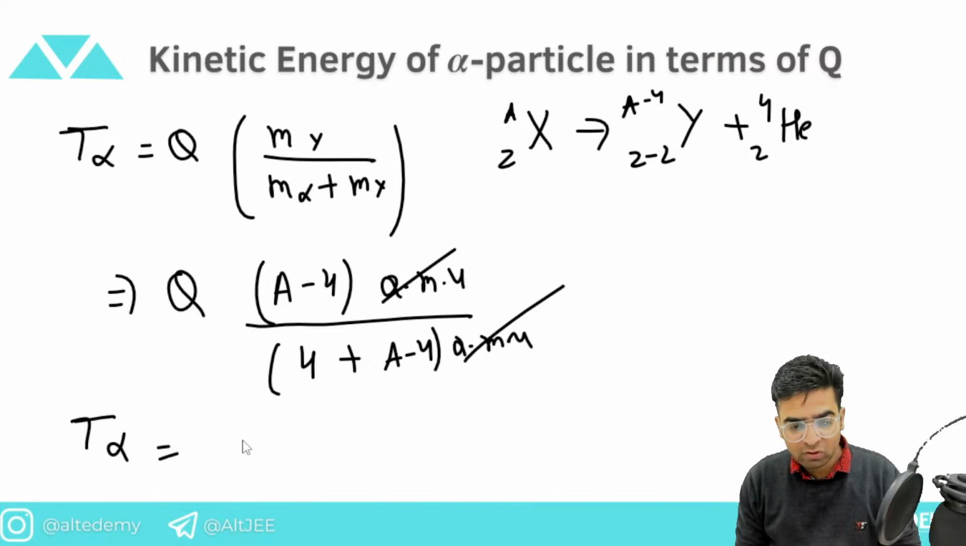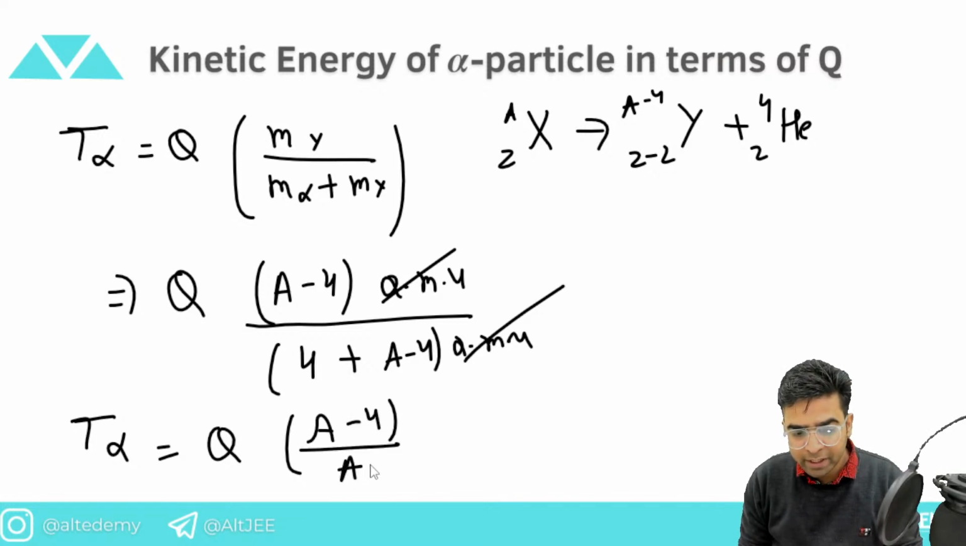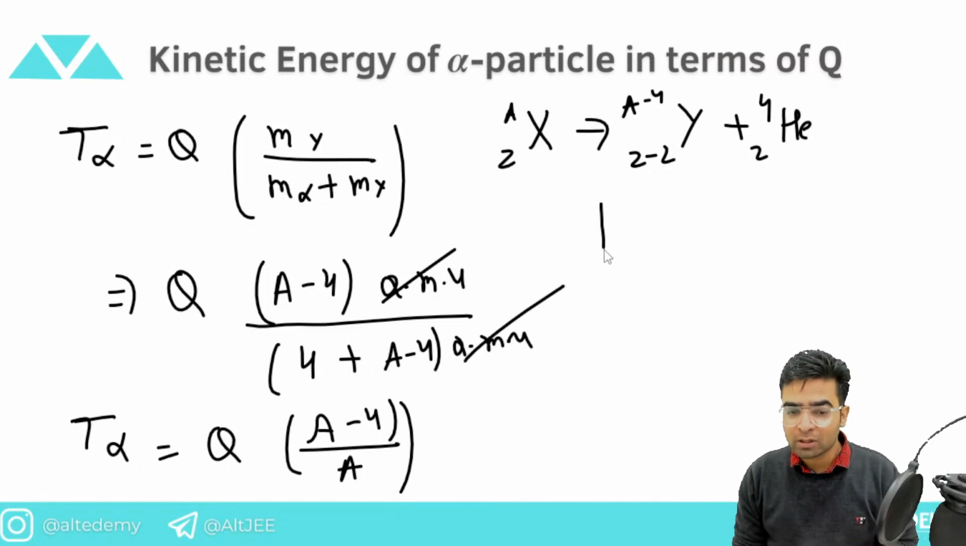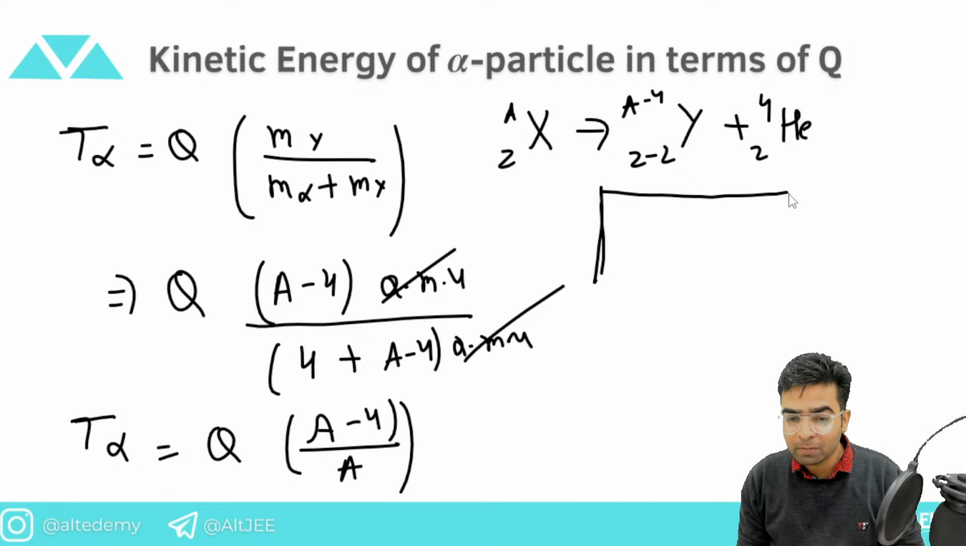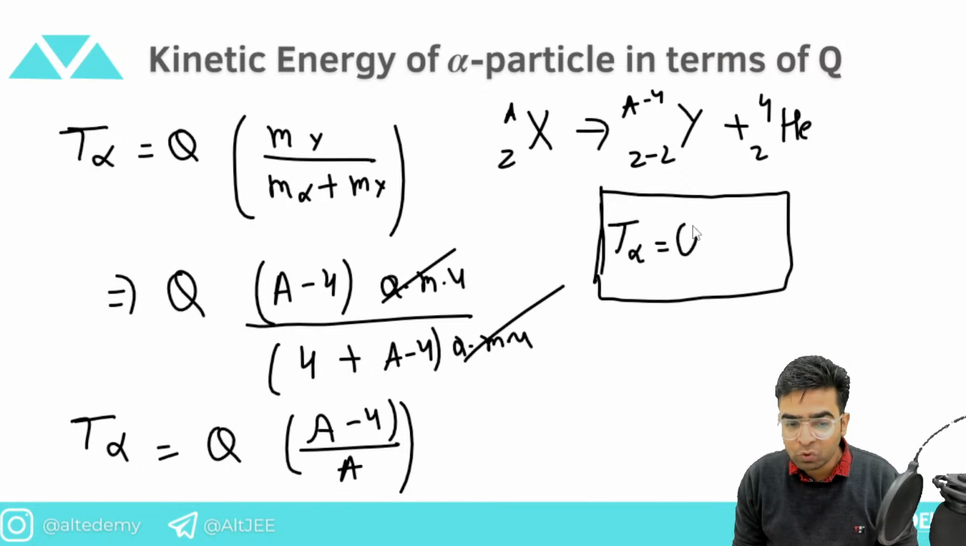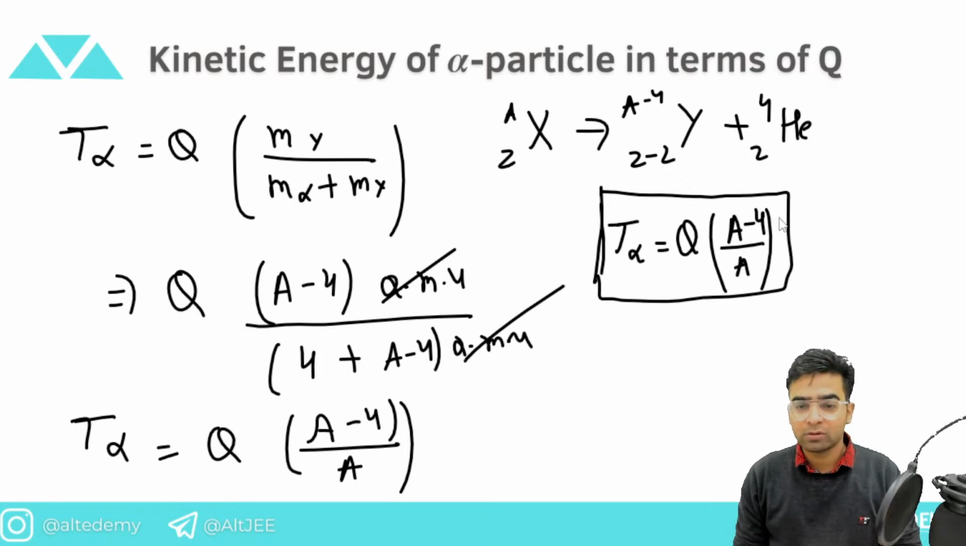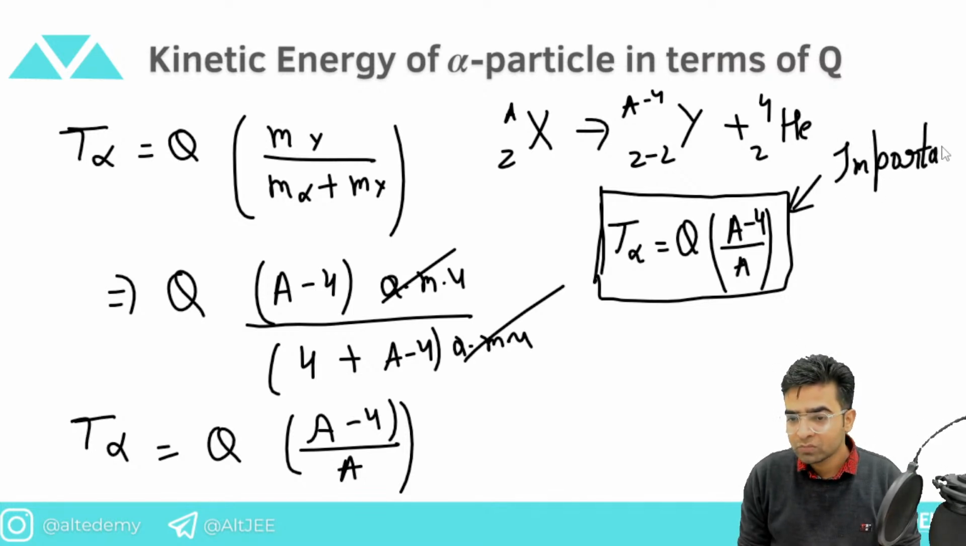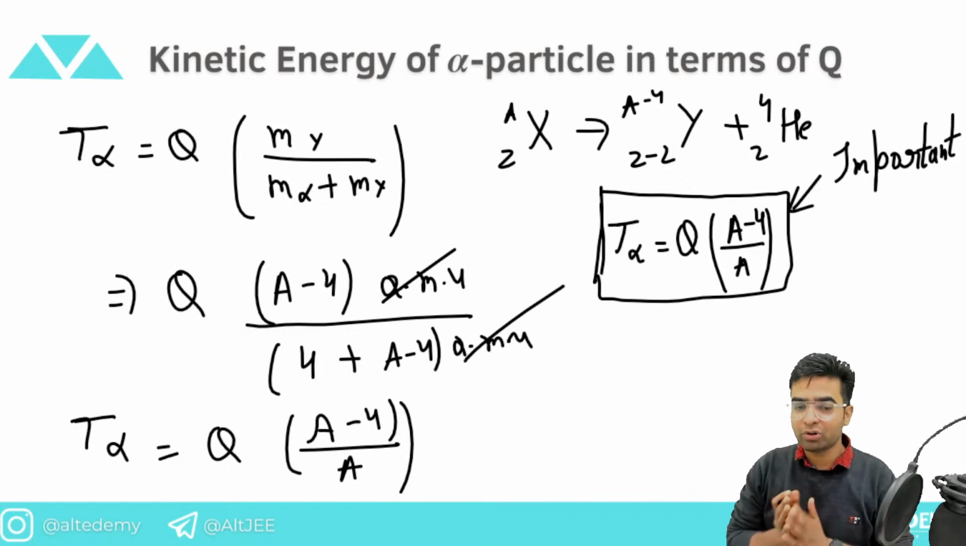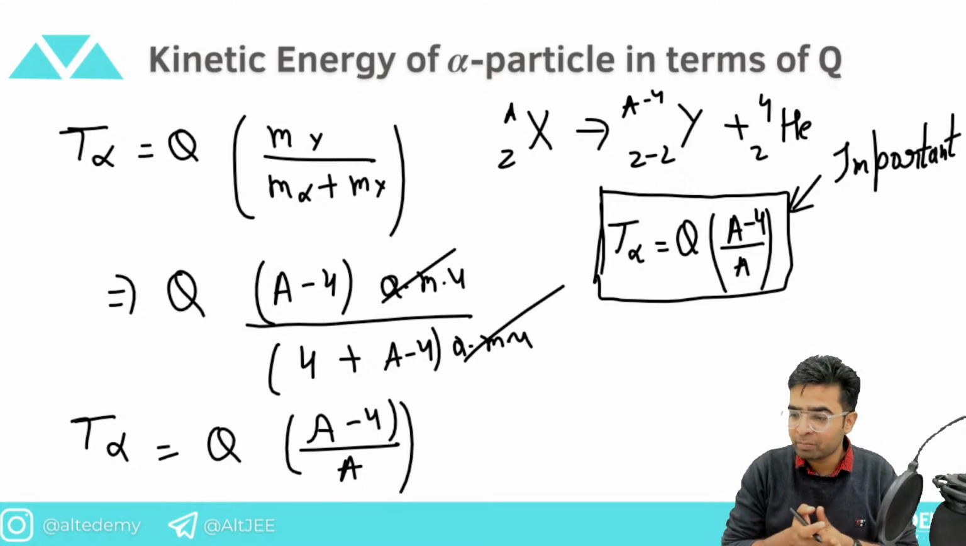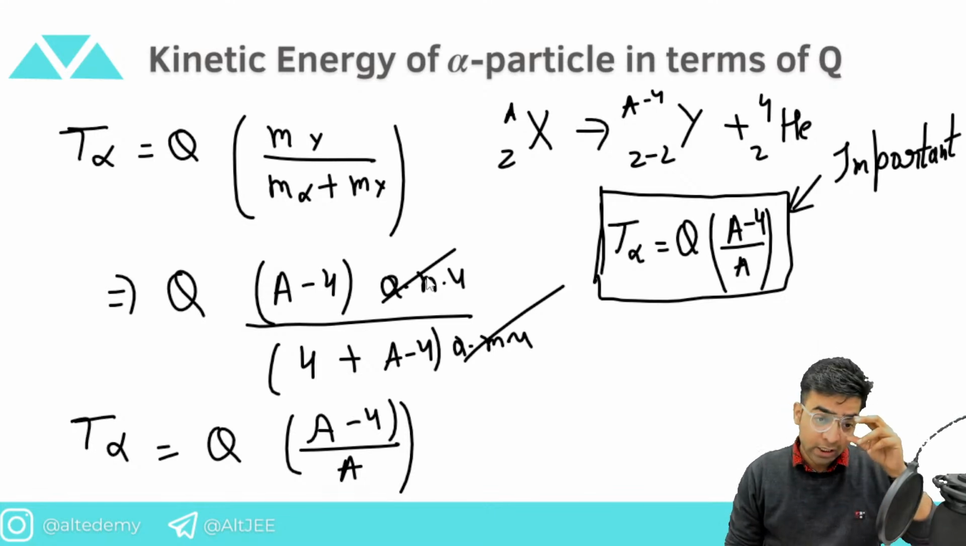So what we have? T_alpha is Q times A minus 4 by A. So now we have the main formula: the kinetic energy of the alpha particle is Q value into A minus 4 by A. This is important. Make sure you have got that.